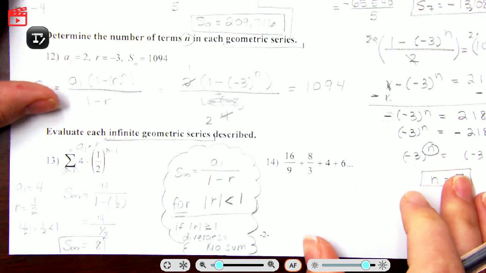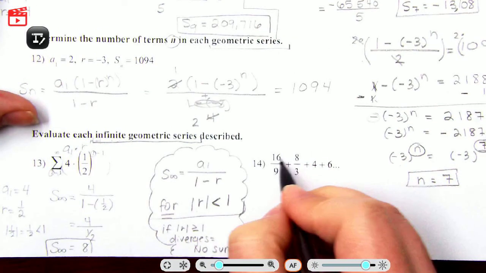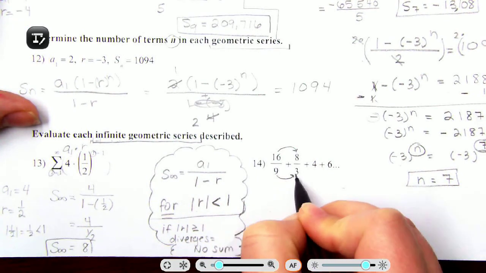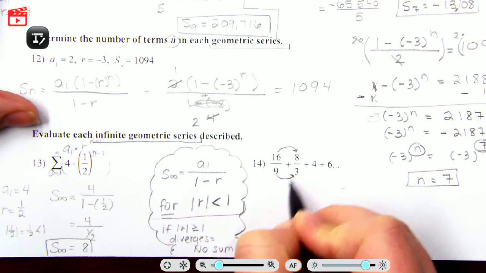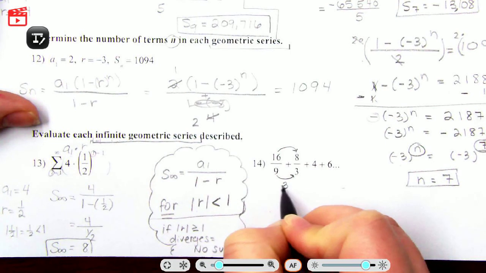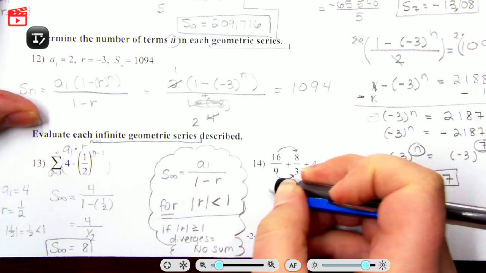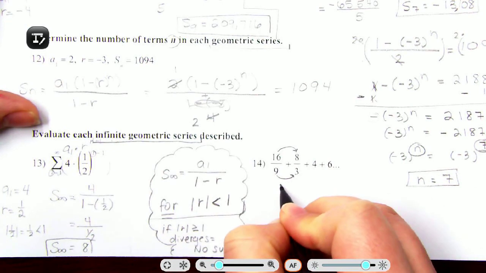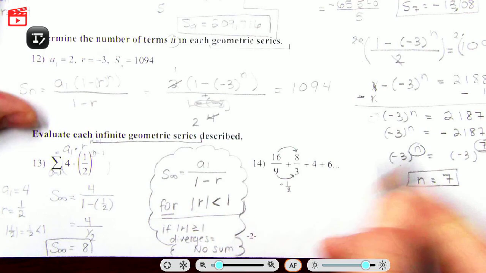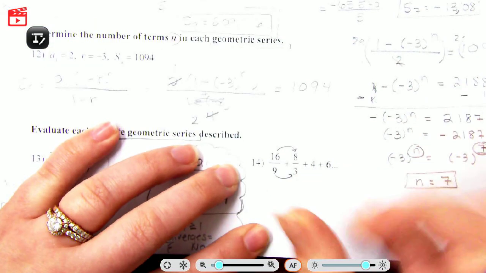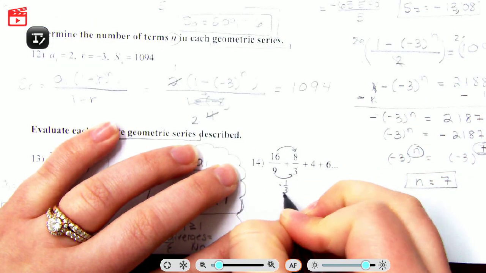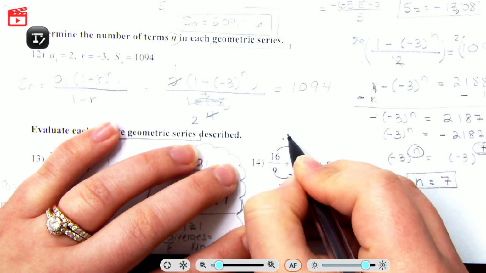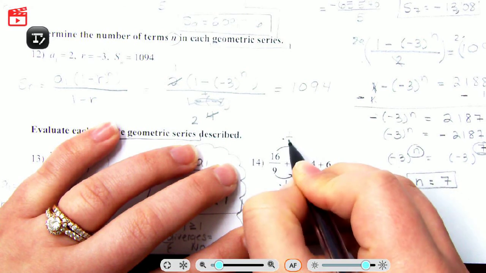Okay, let's try number 14. Number 14, again, whenever you're dealing with fractions, just find the pattern on the top, find the pattern on the bottom. So this pattern I'm seeing is times 3 divided by 3. So we're going smaller. So 9 to 3, so we are dividing by 3 or multiplying by 1/3 on the bottom. And then the top we're multiplying by 1 over, what are we doing? 2.